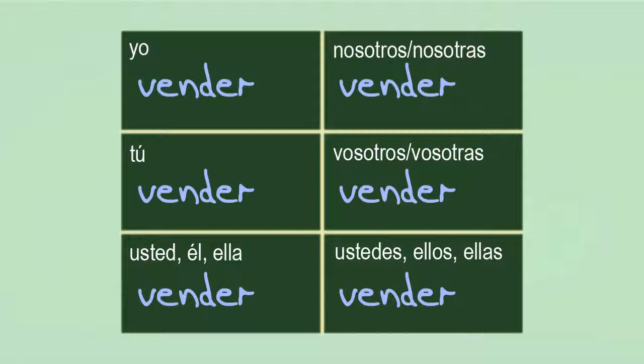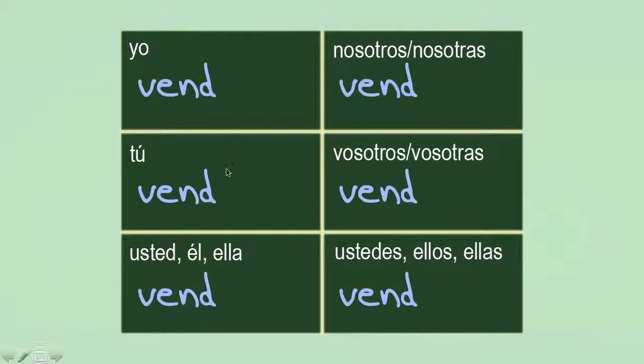Today we'll use the verb vender for our first example. Here is the infinitive form. See if you can identify the ER ending on each verb. Great. Now eliminate that ending. Now we're left with the root of each verb. In this case, we are left with vend.